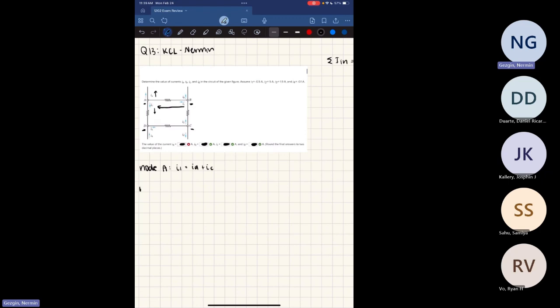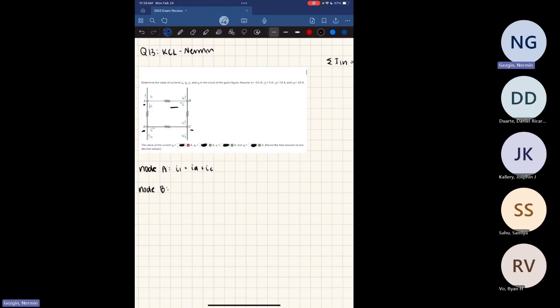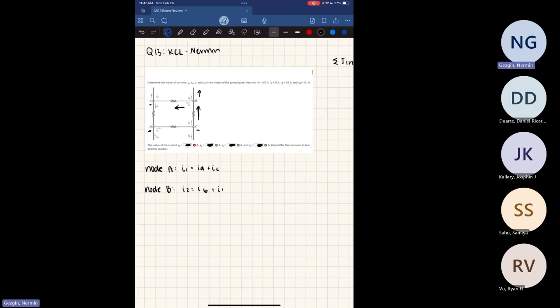Next, we write the equation for node B, which is this one right here. So let's erase all of this. Here we have I1 coming out, IB is coming out of the node, but I2 is going into the node. So I2 is equal to IB plus I1. That's our second equation, and that's for node B.